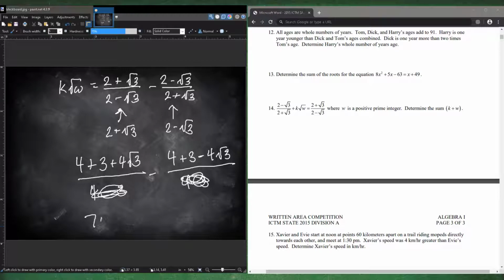So this is 7 plus 4 square root 3 minus this number, which is 7 minus 4 square root 3. So the 7s cancel each other out, and then negative of negative 4 square root 3 plus this 4 square root 3 is 8 square root 3. So that is our k and w. Add them together, that's 11. So our answer for number 14 is 11.